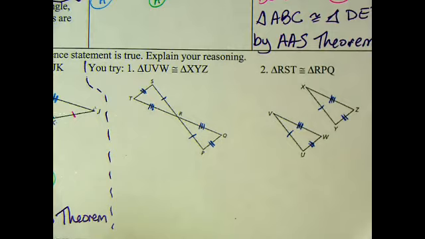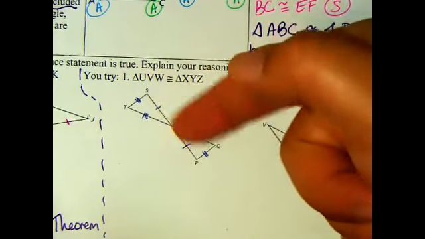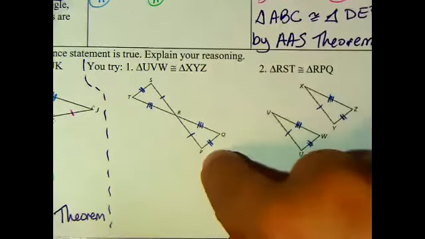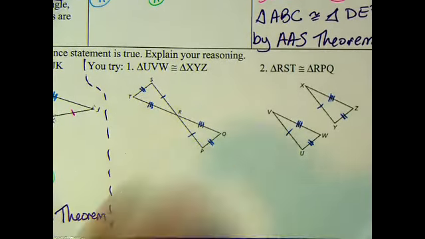Okay. Well, first things first, side, side, side does work here because I have a pair of congruent sides here and here. I have a pair of congruent sides there and there. So side, side, side for sure works here. The question is why does side angle side work as well?